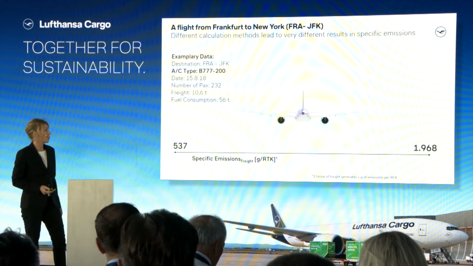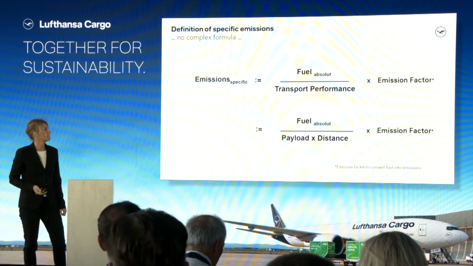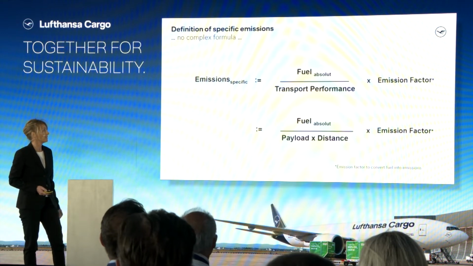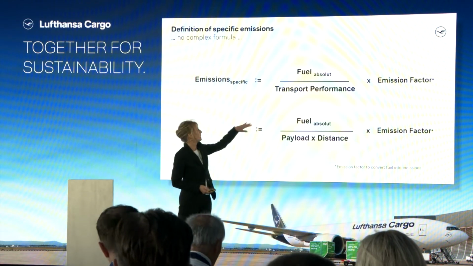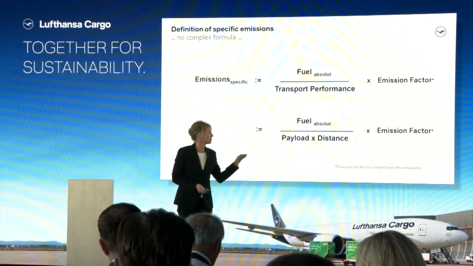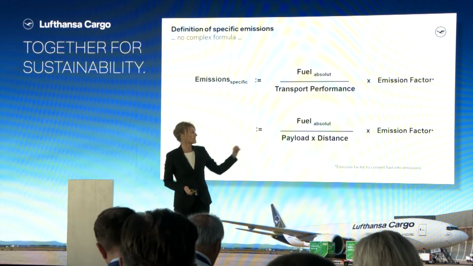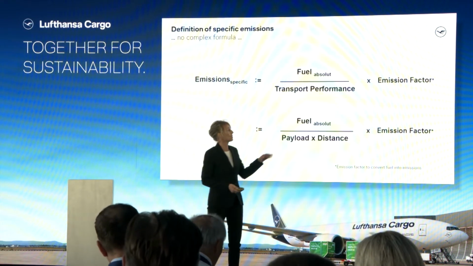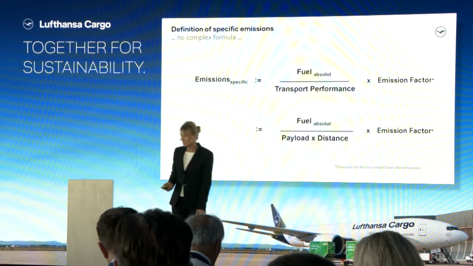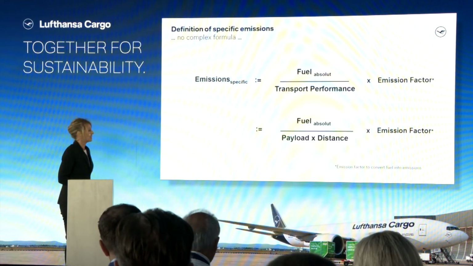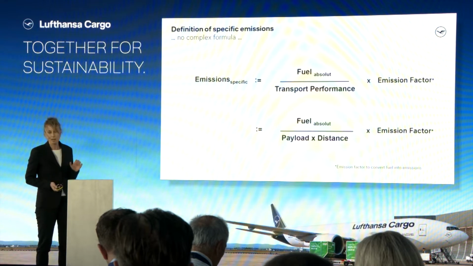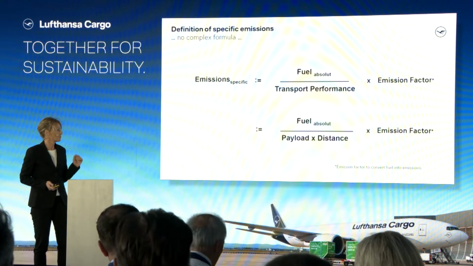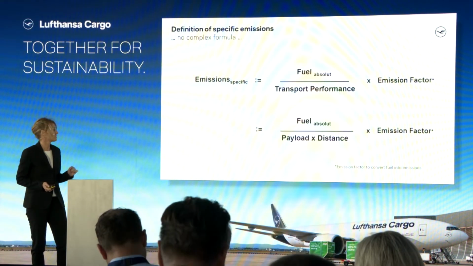And the formula behind this is exactly this. It's very, very simple and easy. You divide the absolute fuel by the transport performance, which is payload times distance, and multiply it with the emission factor. Nevertheless, there are many things you have to decide. You have many parameters and options you have to decide in order to apply this formula.